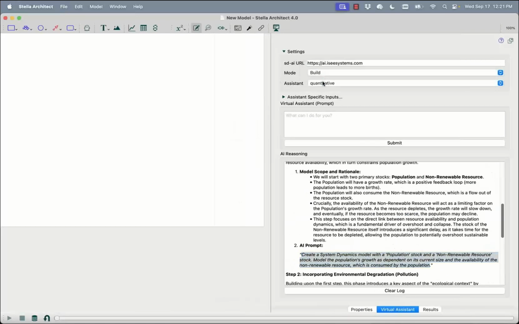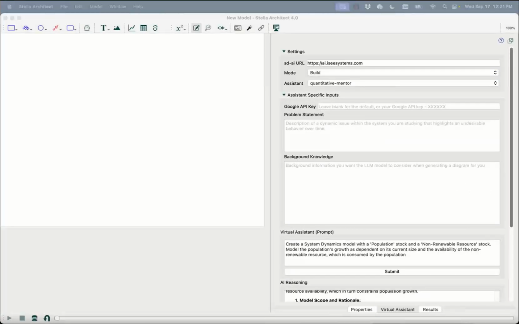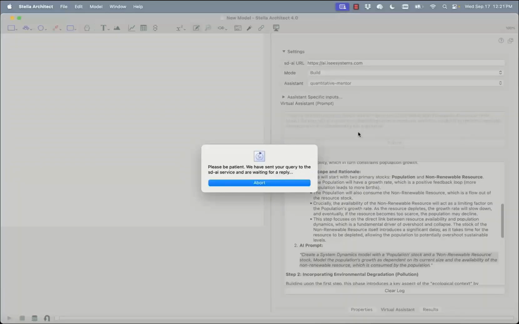So I'm going to move over from discuss into build and into the mentor, and I'm going to paste that prompt. I am then going to take the same problem statement and give it to the quantitative mentor. And I'm going to then submit this request to build this model. The quantitative mentor now has access to the problem statement and the prompt I've given it. It knows nothing about these future steps. That information isn't in its context window. That way, it's not getting confused about what's going to come in the future.